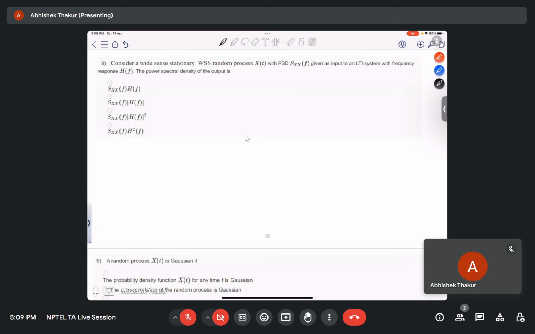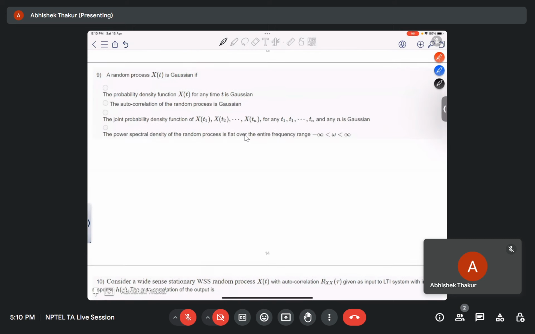Coming to question number 8, consider a wide sense stationary random process X(t) with power spectral density S_xx(f) given as input to an LTI system with the frequency response H(f). The power spectral density of the output is? So we know that the power spectral density at the output is S_xx(f) into |H(f)| squared. So the correct answer is option C.